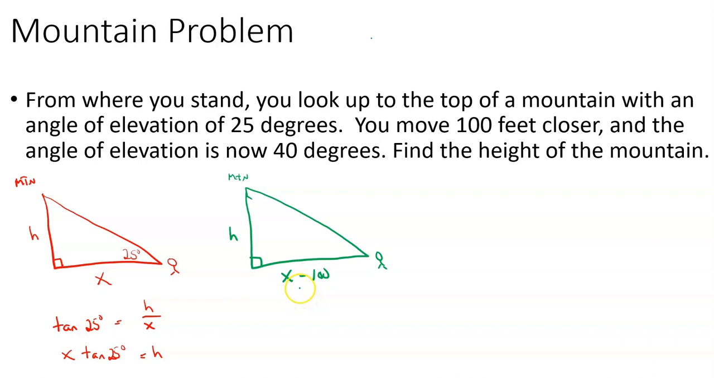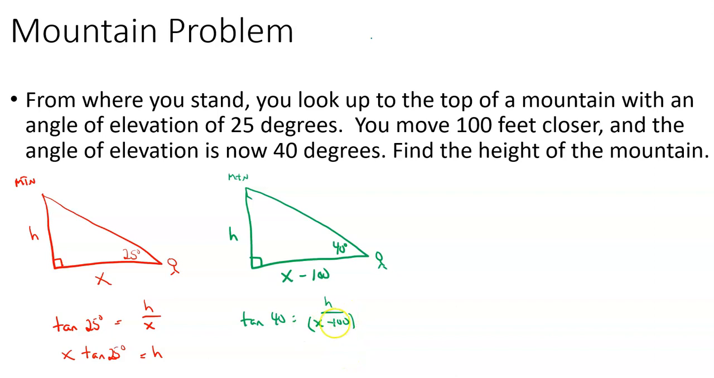But when you get closer to the mountain, now you have to turn your neck up higher to see the top of the mountain, so that's now 40 degrees. All right, so we have another tangent relationship. The tangent of 40 equals opposite over adjacent.